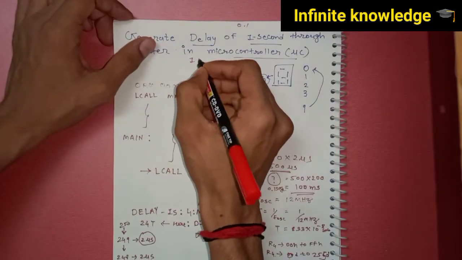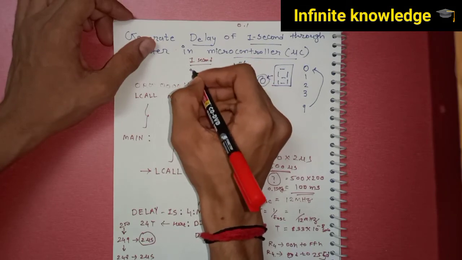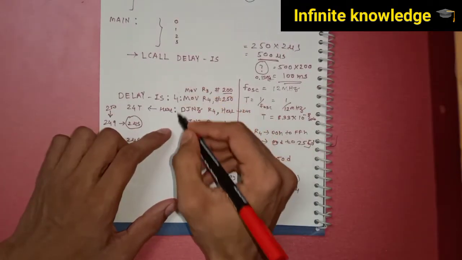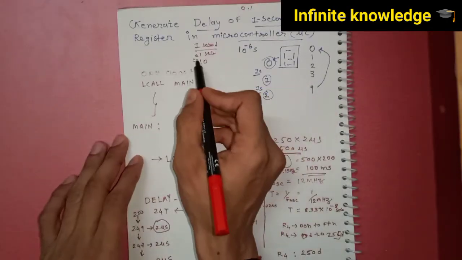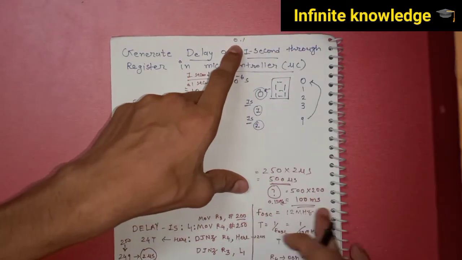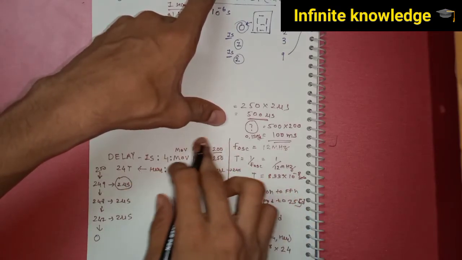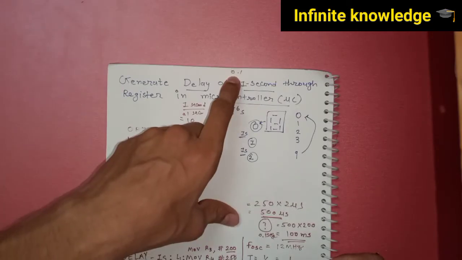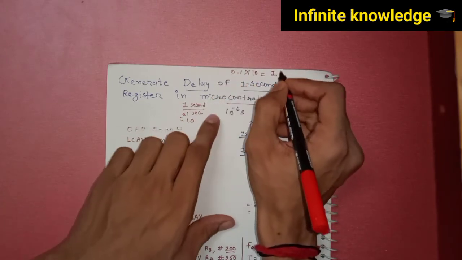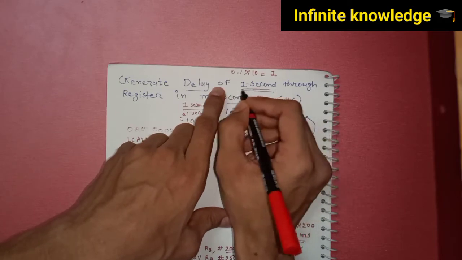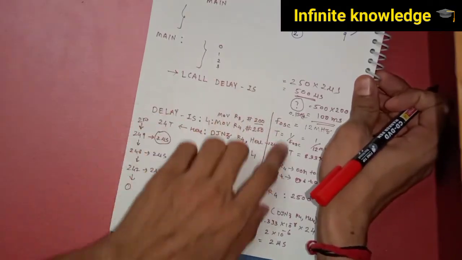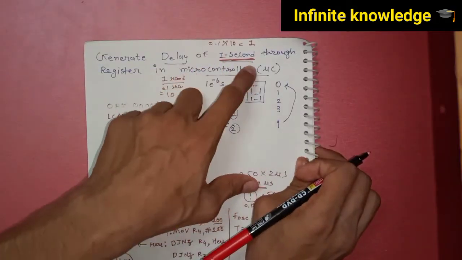So if 1 second is divided by 0.1 second, we get 10. So what I have to do is repeat this whole process 10 times to get a 1 second delay. Why? Because by this instruction we already get a 0.1 second delay, and if I multiply 0.1 by 10, we get 1, so this is 1 second. So I have to repeat this process 10 times to get a 1 second delay.